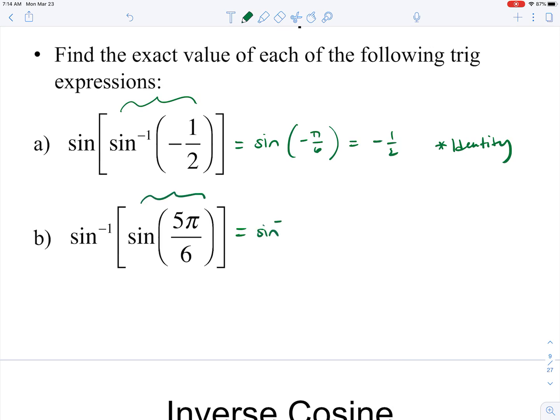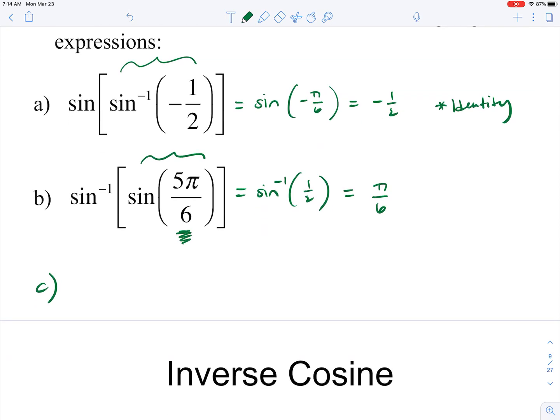So inverse sine, this is equal to inverse sine of 1/2. And inverse sine of 1/2, well, that's going to actually be equal to pi over 6. So the identity does not hold here because 5 pi over 6 is not between negative pi over 2 and pi over 2, that restricted domain. So you have to be careful, and I like to work it out from the inside out each time.